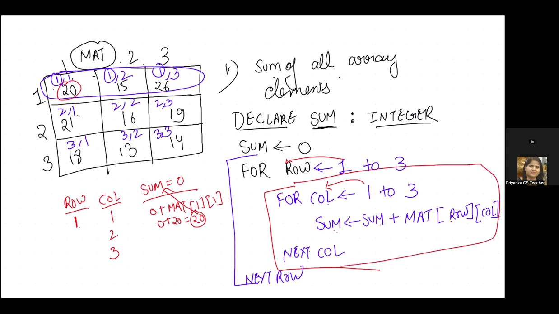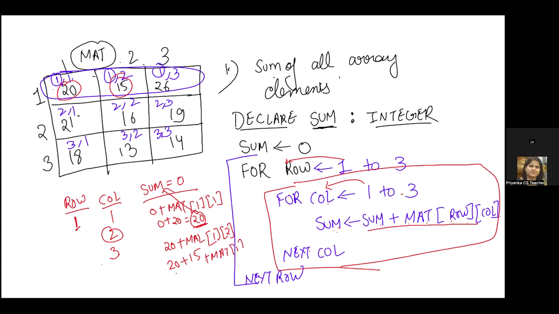We cannot come outside from this column loop. So the value of column is 2 now. Then again we are executing this line, sum equals to sum plus mat row column. So sum was last time 20, 20 plus mat row is still 1 and column is 2, 1, 2. So basically we are taking this value, 20 plus 15. After that column becomes 3. So 20 plus 15 plus mat 1 comma 3.